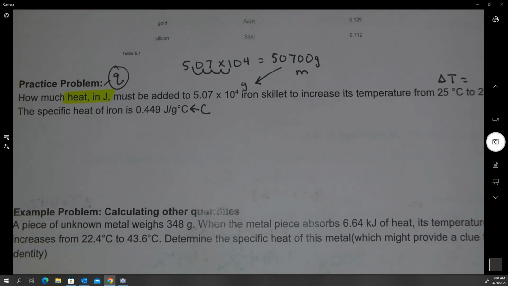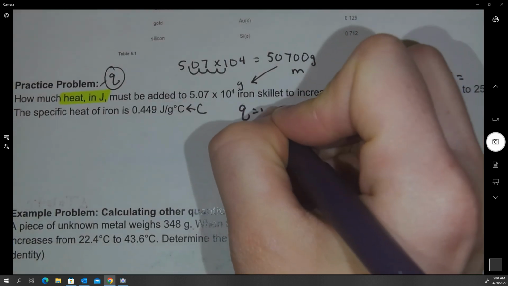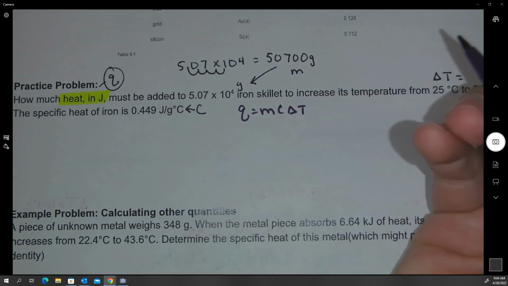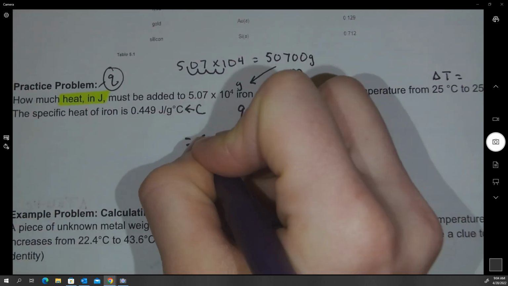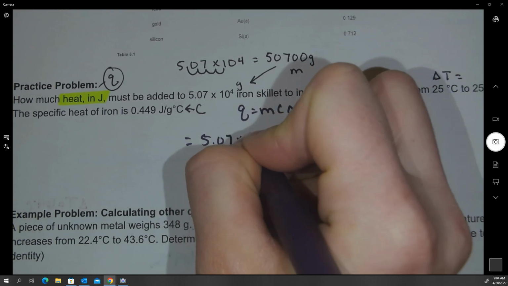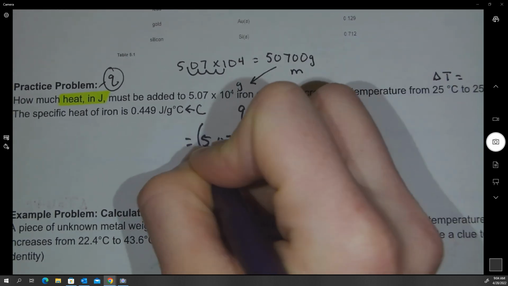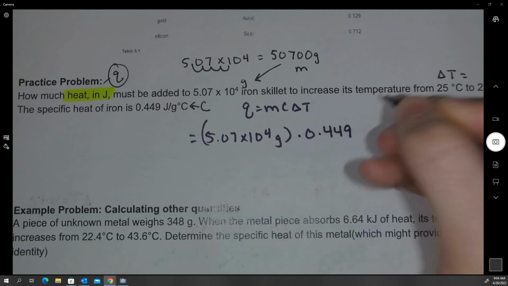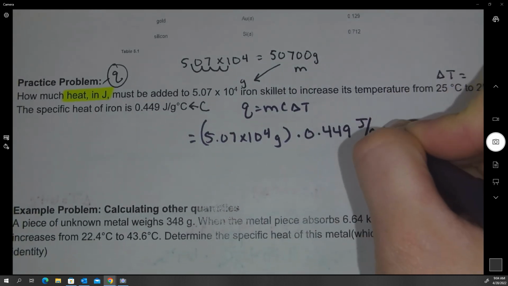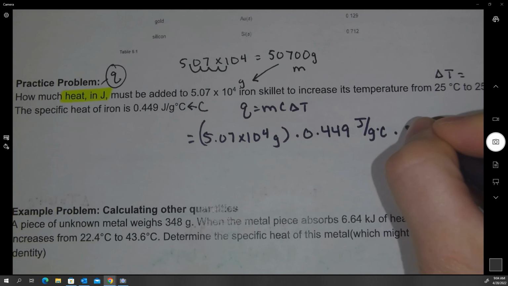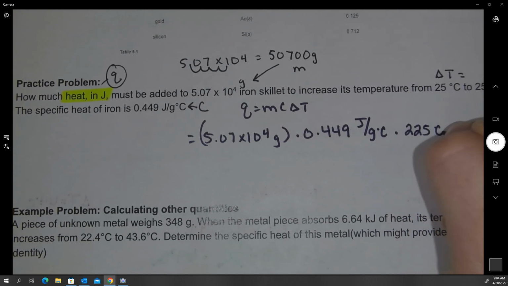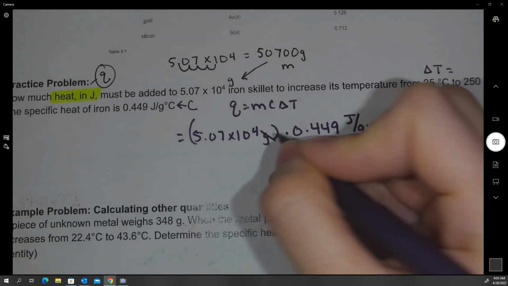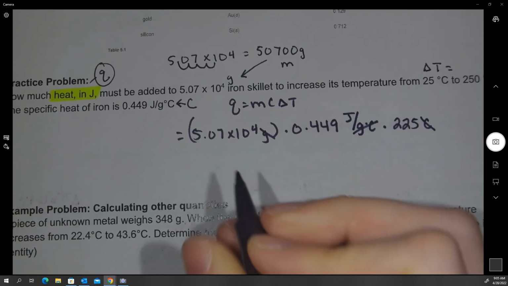All right, so your equation for this one is still Q equals mc delta T. So we're still working with that. Your mass was 5.07 times 10 to the fourth grams. Your specific heat for this one is 0.449 joules per gram degree Celsius. And our change in temperature, you should have gotten, was 225 degrees Celsius. Your grams and degrees Celsius cancel out, leaving you with joules.